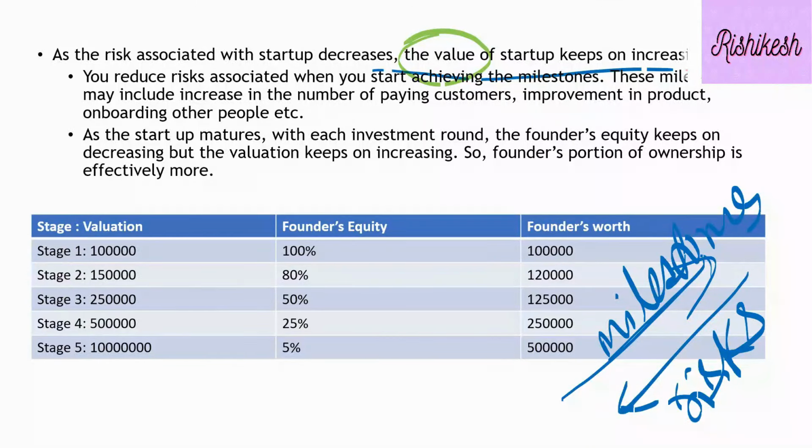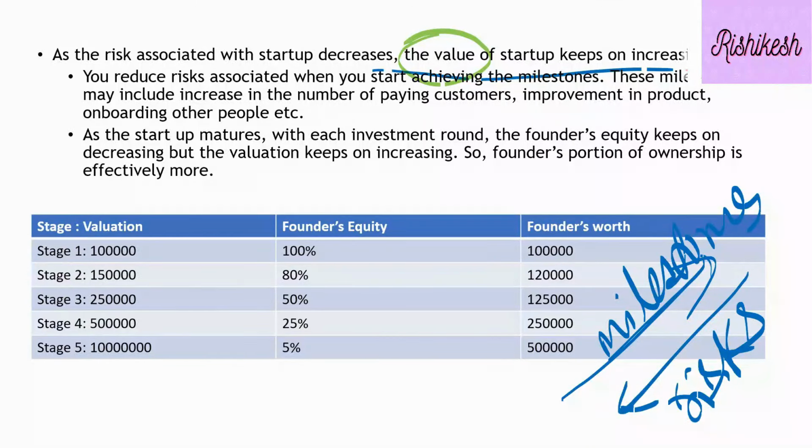Now, this is a point which has been discussed with an example, which you'll see. Let us suppose in stage one, in the beginning, you've got a valuation of 1 lakh rupees, and it's only you, only the founder who is there. So you have got 100% stake over here. So your total worth is 1 lakh rupees. But then you achieve some of the milestones, and because of those milestones, the worth of the startup has now become 1,50,000 rupees. 1,50,000 rupees is your worth now.